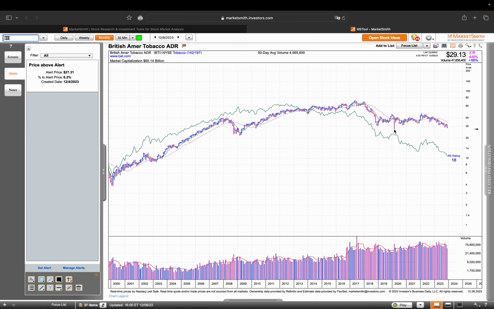See, I think this is the COVID low, March 2020, right? The price is 27.32, so I'm setting the alert at 27.31, one cent below. That's where I set my buy. I did the same thing in Disney recently, several months ago, and it hit.